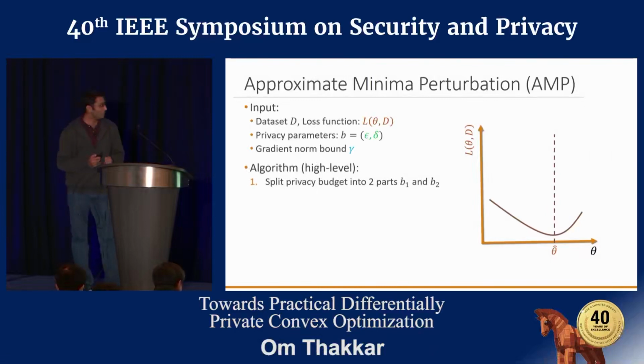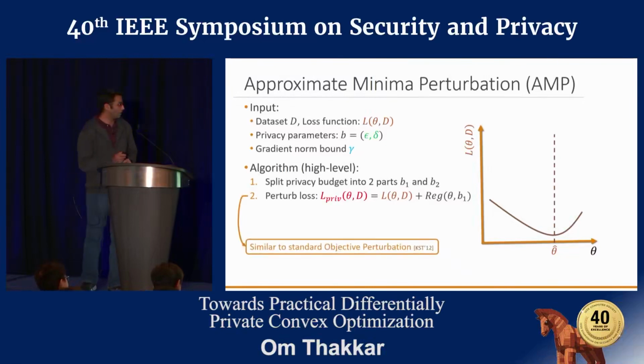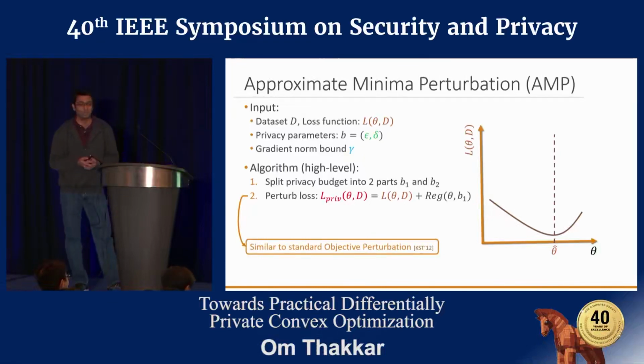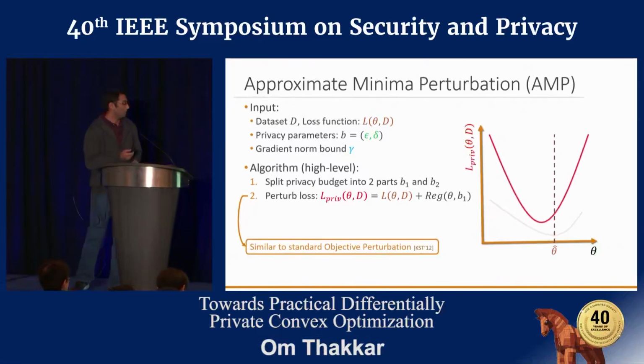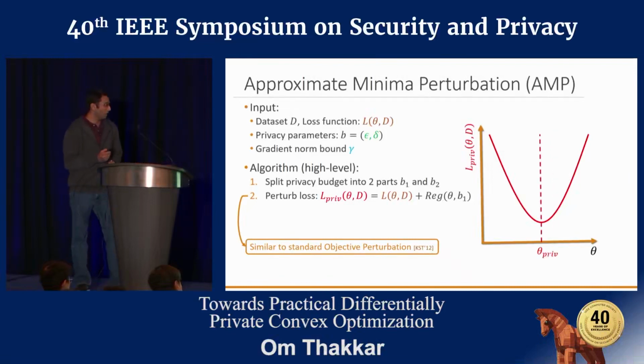So the first step is to split the privacy budget into 2 parts. Using the first part, you add some regularization to the loss function. And for the members that are familiar with objective perturbation, this step is very similar to that technique. So effectively, now the loss function at our disposal looks something like this. We denote it by L_priv. Consequently, the minimizer also changes. We'll denote it by theta_priv.